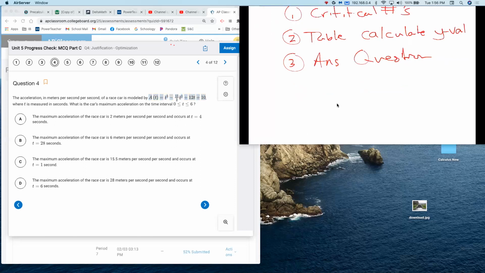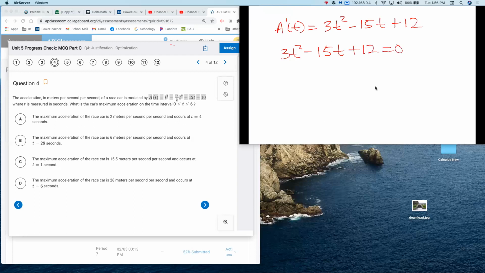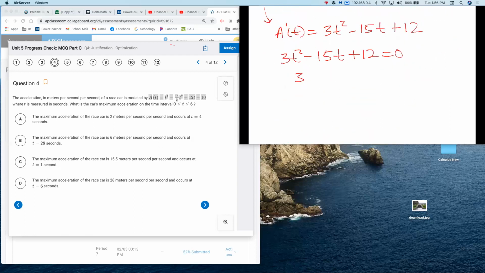So here's what we're going to do. Don't you have to take the derivative? Yep. So we have to take the derivative of this function, which is 3t squared minus 15t plus 12, right? We have to take that and we have to figure out when is that thing equal to 0, because again, we're trying to find the critical numbers. We're doing step 1 here. That's what we're doing right here. We're doing step 1. Well, if I factor out a 3, I'd have that.